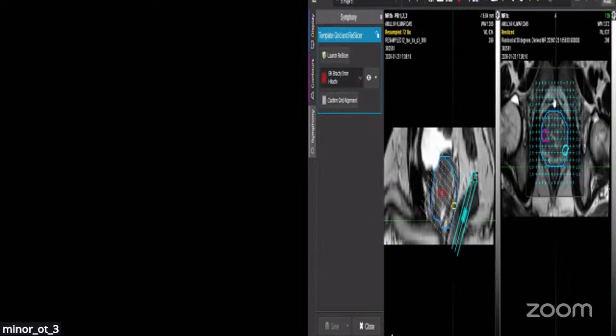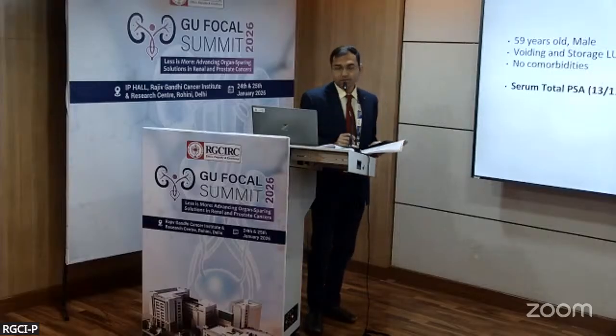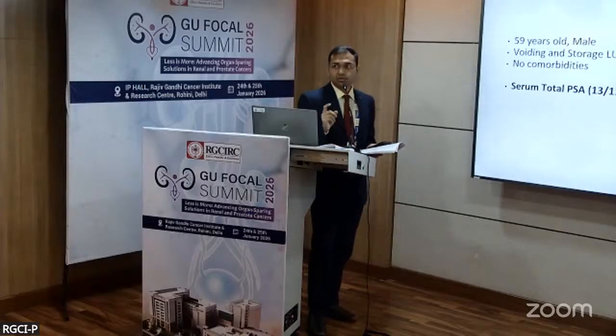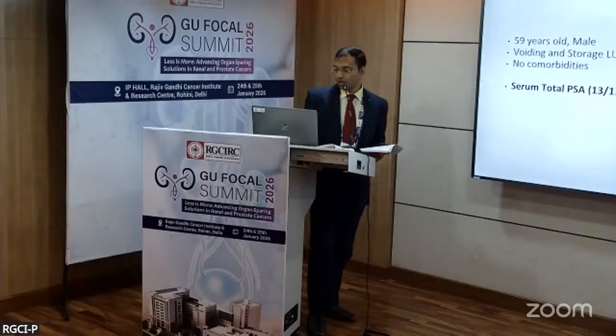So, briefly introducing you to the patient. The first patient is a 59-year-old male. He had voiding and storage LUTS symptoms for 1 month. He has no comorbidity and his PSA is 9.2 nanogram per ml.